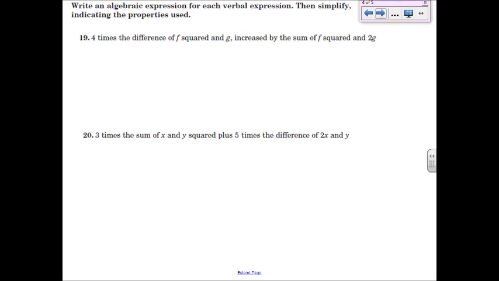In numbers 19 and 20, we go back to section 1-1, which was writing expressions for verbal expressions. So 4 times the difference. So if I was to write what the difference of f squared and g is, difference means minus. So f squared minus g, and I want 4 times that. So I put parentheses around it and put a 4 out front. Increased by means I'm going to add. The sum means in between my f squared and 2g I have a plus.